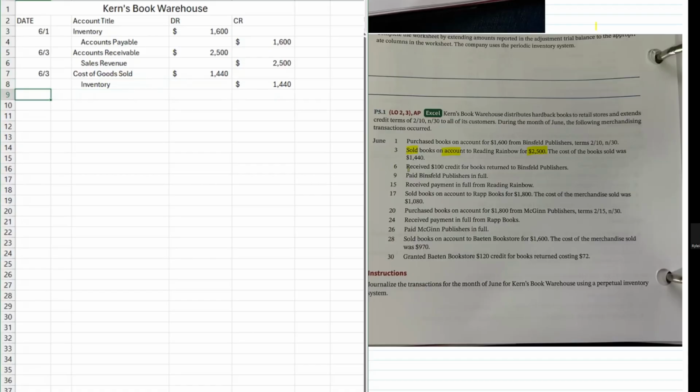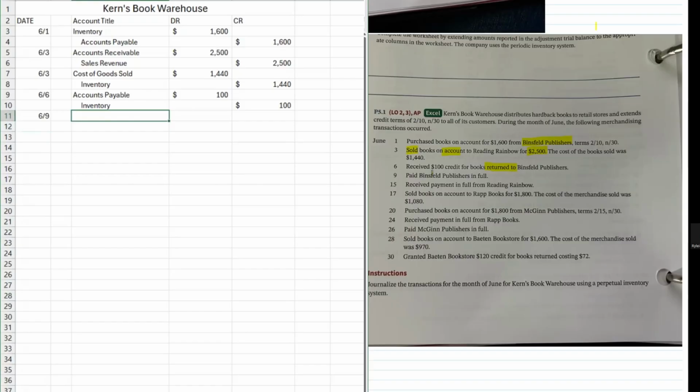And then the next one is number 6, or June 6th. So 6/6. Received $100 credit for books returned to Binsfield Publishers. So Binsfield Publishers is where we bought the books originally. So we're sending them bad boys back. So we have to just reverse kind of the purchase. So accounts payable, because we don't owe them that money anymore. So 100, 100. We're giving up $100 of our inventory. So inventory.